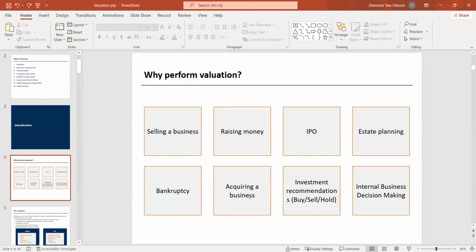Another reason is that if you are acquiring a business, you will need to value that business. You can't just wake up and say, oh, I want to buy a business. How much do you want to purchase that business at? The purchasing consideration will require that you value the company to determine how much it should be sold at, and then you can make a decision on that.